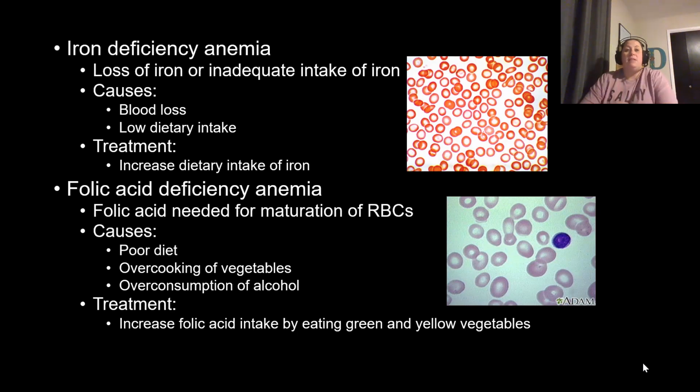So the first one that's the most common is iron deficiency anemia. This is a loss of iron or inadequate intake of iron. Now, what causes iron deficiency anemia? One is blood loss or low dietary intake. Now, when we look at this, guys, the big issue here is normally blood loss, and this happens mostly with women, especially during their menstrual cycle. They lose blood during that time, which means that those iron molecules cannot be recycled. And so anemia tends to be a bigger issue with women than it is men.